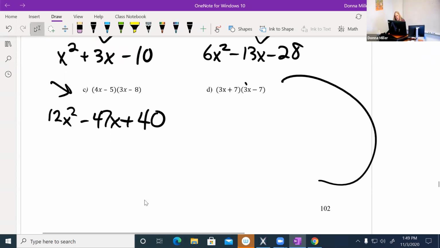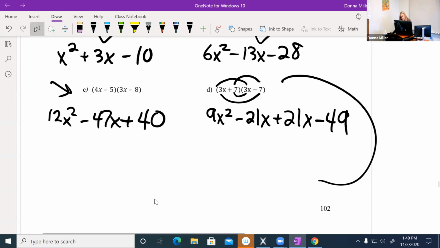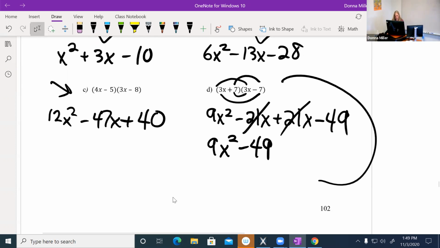Last one, again, you multiply the first, you get 9x squared. Outsides, minus 21x. Insides, 21x. And last would be -7 times 7 is -49. So the outsides and the insides are the same, so they go away. And I get 9x squared minus 49. That's important. This is called the difference of squares again, because you see that these two are the same except one's plus and one's minus. When that happens, the outsides and the insides always cancel.